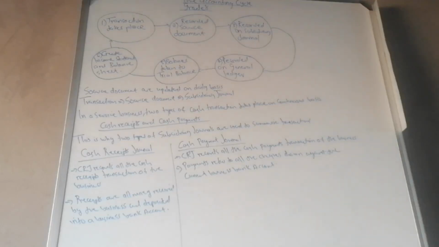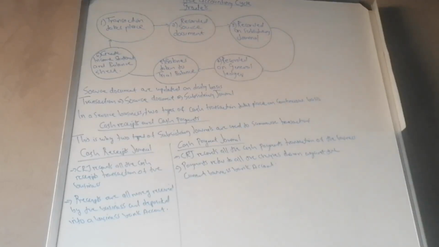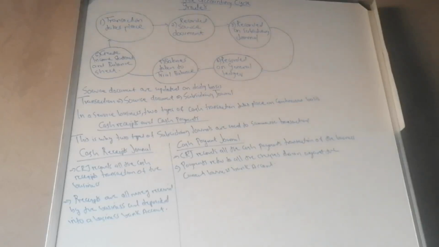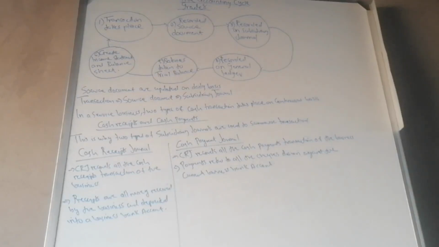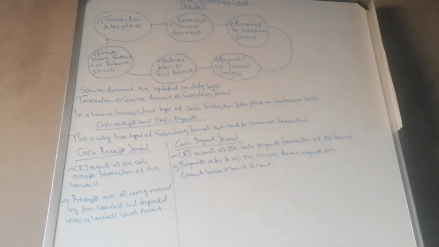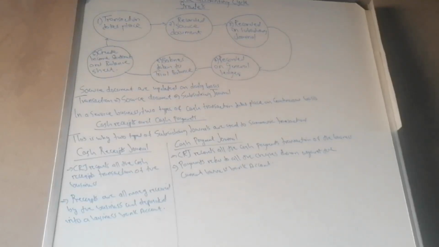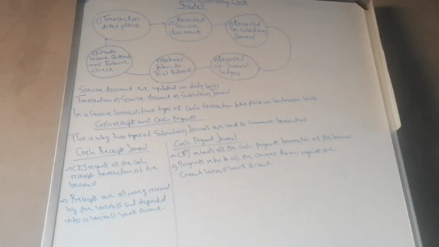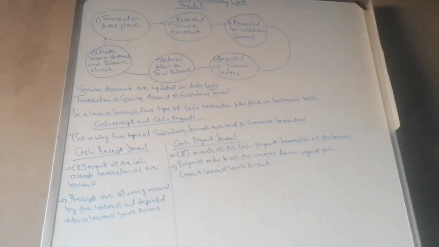Entering cash transactions in the CRJ. You must know the source document, the date, the amount, it was issued to who, for what reason. You must know these things. How to record capital, and how to balance the CRJ.